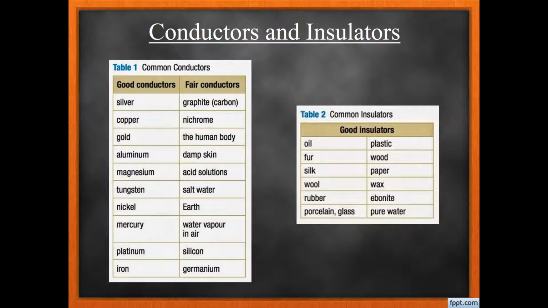Some examples of good conductors, again referring to thermal or heat conductors: silver, copper, gold, aluminum, magnesium, tungsten, nickel, mercury, platinum, iron. Some decent conductors, which don't perform as well as the good conductors: graphite, which is your pencil lead, the human body, damp skin, salt water, earth, silicon. These don't really conduct heat very well. Good insulators would include oil, wool, silk, rubber, plastic, wood, paper.